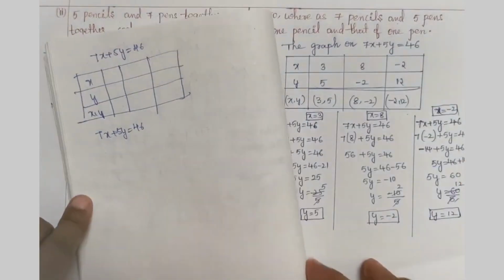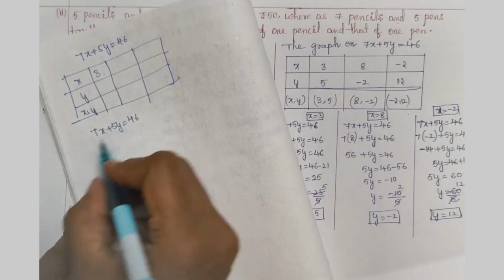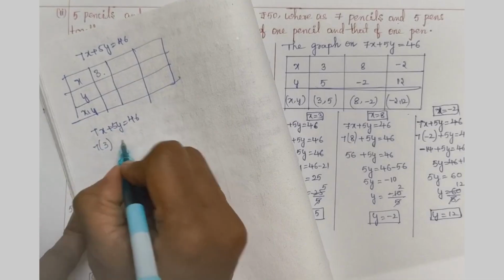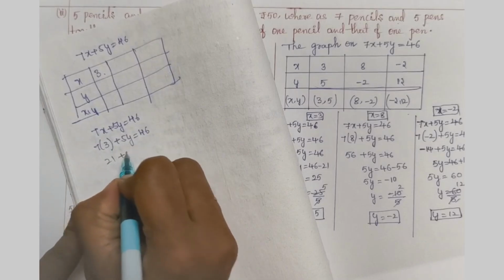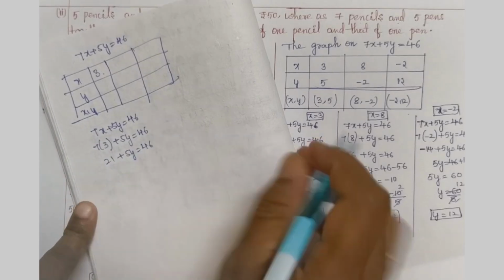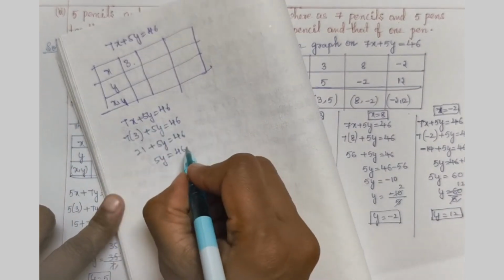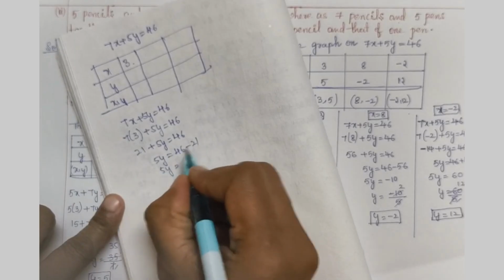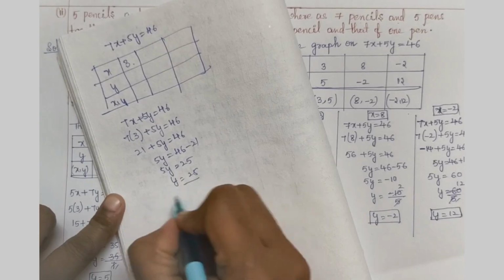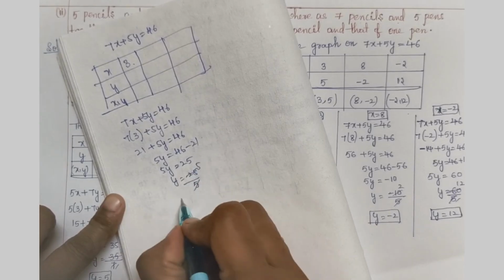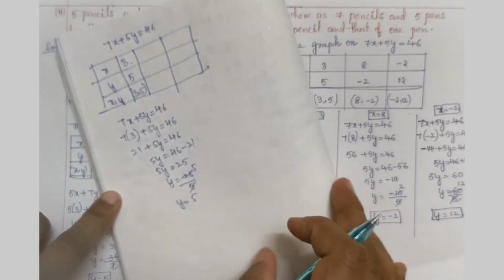For y, the answer also should be a number only. I am taking the x value as 3. Carefully listen: 7 into 3 plus 5y is equal to 46. 7 threes are 21, plus 5y is equal to 46. Taking 21 to the other side, 5y is equal to 46 minus 21, which is 25. So y is equal to 25 divided by 5, which is 5. Taking 3 gives 5. So the coordinates are 3 and 5.